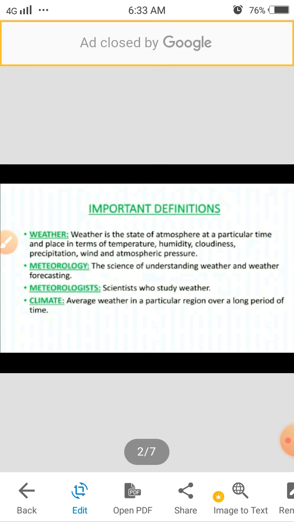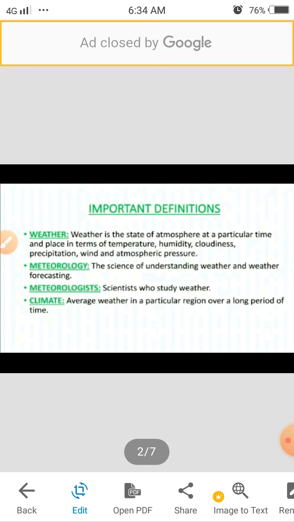This is the condition of temperature, humidity, cloudiness, wind, and atmospheric pressure, etc. All of these determine the type of weather at a particular place. For example, nowadays the temperature is very low, and so it is very cold. Thus, there are a number of factors that determine the weather of a place. We will discuss these factors later.